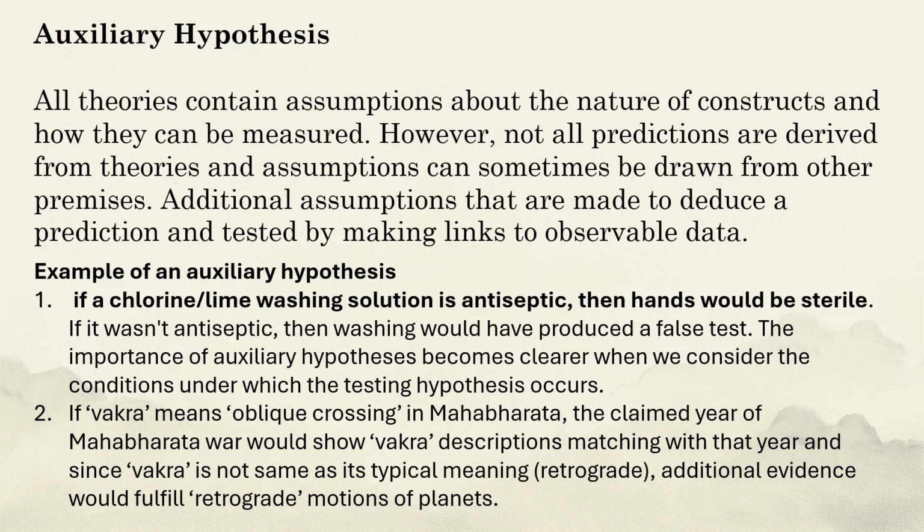For example, the definition says there at the top, all theories contain assumptions about the nature of constructs and how they can be measured. So yes, we are going to look at this data empirically: the nature of the construct, the assumption, and how that's going to be measured. But just the nature of it just told us that Vakra equal to retrograde is simply not possible.